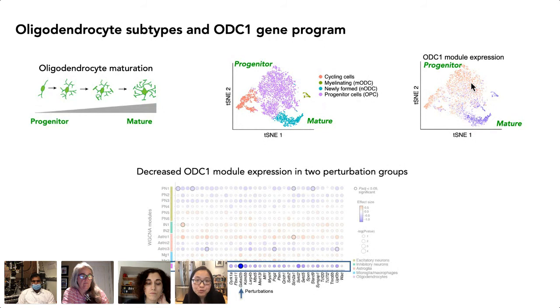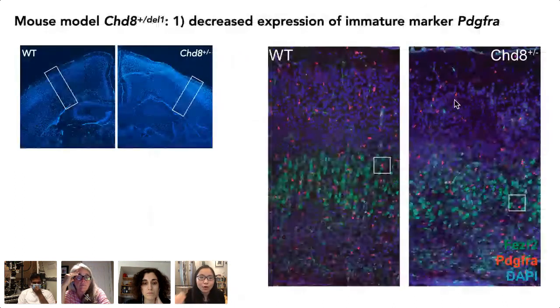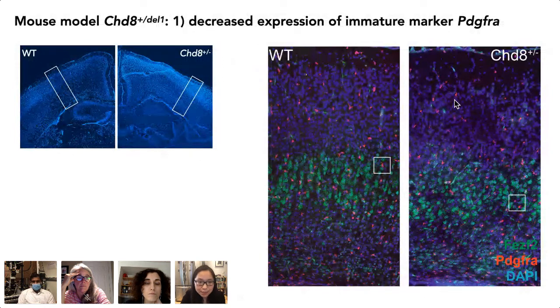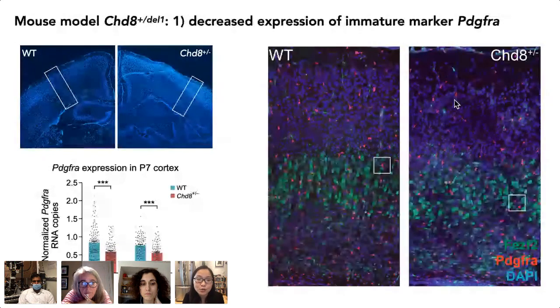At the same time, when I saw this result, there was a paper showing that CHD8 can be a chromatin modifier that interacts with OPC maturation genes through ChIP-seq data, which really gave us confidence. And we went on and used a mouse model that is a heterozygous mutant of CHD8 to validate some of these results. So first, to directly validate our result from the Perturb-seq, we took the same genes and similar markers from the oligodendrocyte precursor subtypes and used in situ hybridization to quantify the gene expression in the layers of the cortex at postnatal day 7.